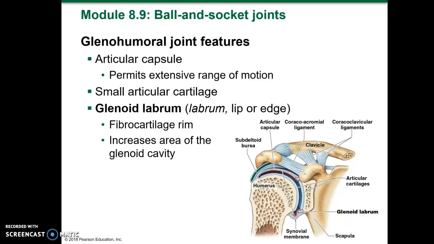The glenohumeral joint features articular capsules that help with extensive range of motion. You have a small articular cartilage and a glenoid labrum, the fibrocartilage rim, and this increases the area of the glenoid cavity.